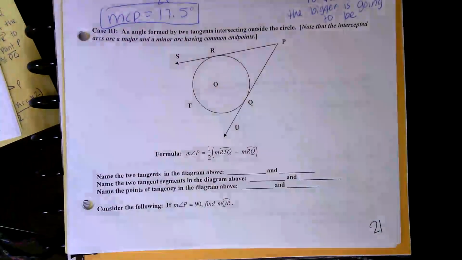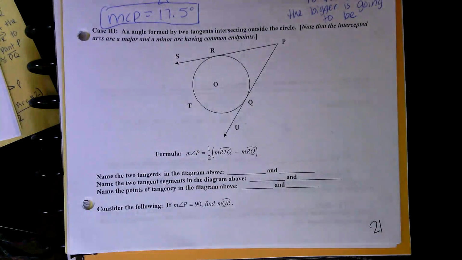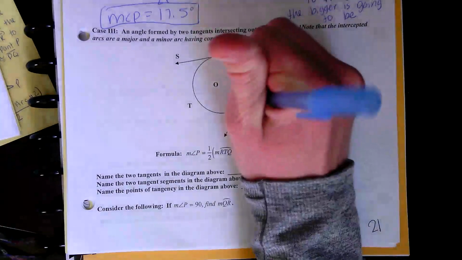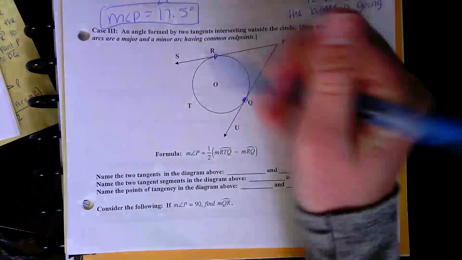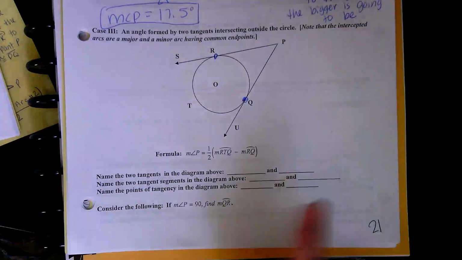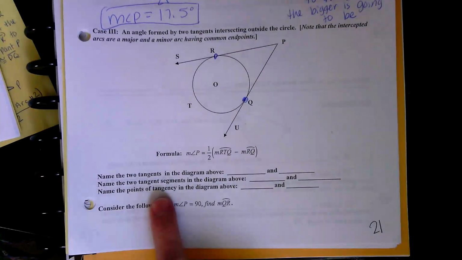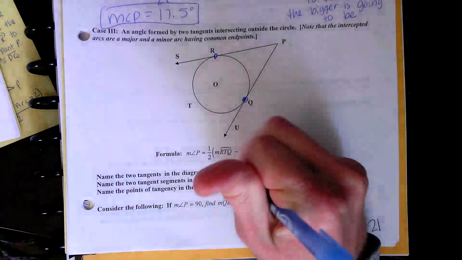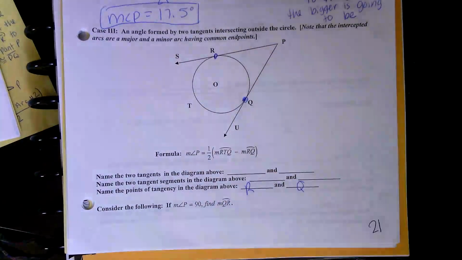All right, so let's look at case 3. So case 3 is an angle formed by two tangents intersecting outside the circle. Okay. So it says, note that the intercepted arcs are a major and minor arc having the same common endpoints. Okay. So these are our points of tangency because we have two tangents. They're going to ask us all this. So we already said name the points of tangency. So one point of tangency is R, the other is Q.